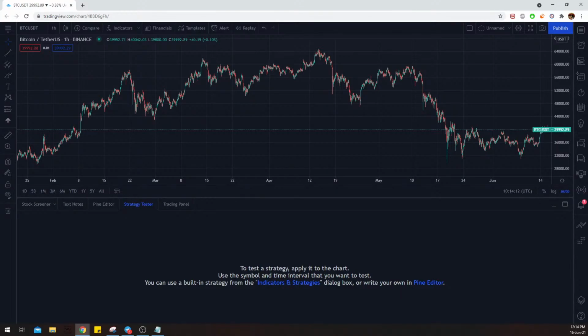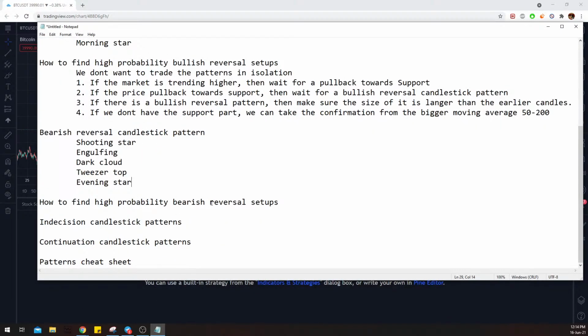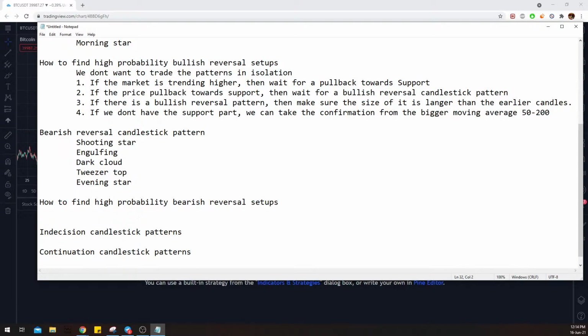So yeah, now that we have all this, let's look at what we should do to find high probability bearish reversal signals. Once again I repeat, you don't want to trade them in isolation. It's self-explanatory, like I said previously. So first, if the market is trending lower, then wait for a pullback towards resistance.